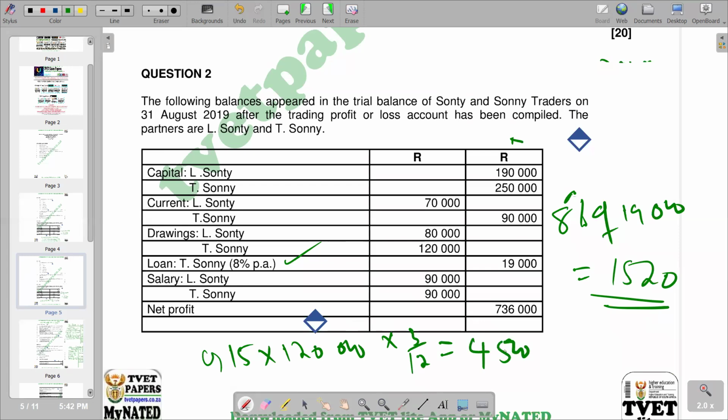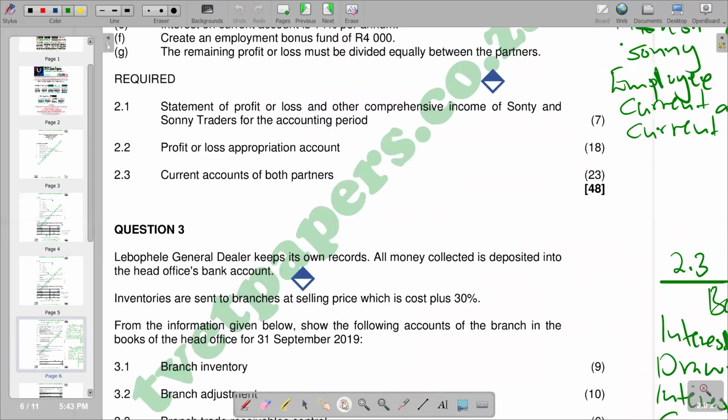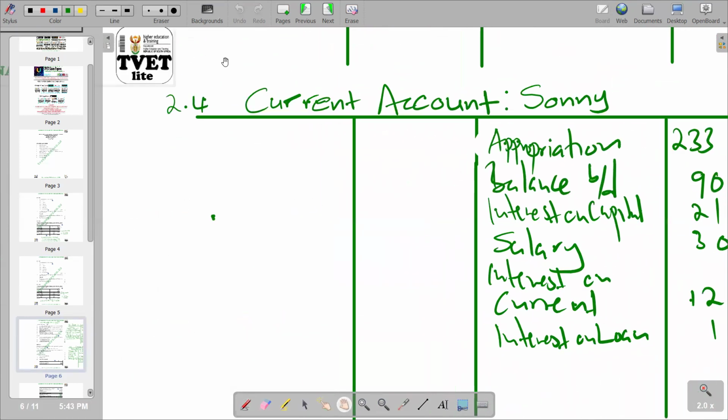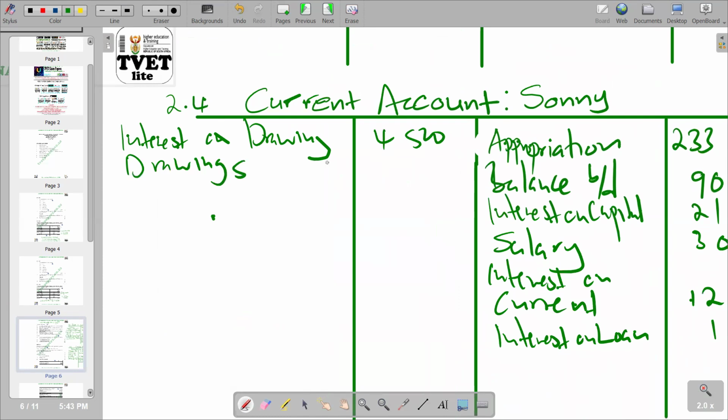Get your 4,500. And also, on the debit side of the current account, you're also supposed to put the whole amount of the drawings for Sonny, which is 120,000. So we're going to put 120,000 and 4,500. So we go there and adjust for that. So we are here, we are saying interest on drawings, and the figure that we got is 4,500. And also you put the whole drawings figure, which is going to be 120,000. And then this is what we have. So we've finished all the entries that are supposed to be there.